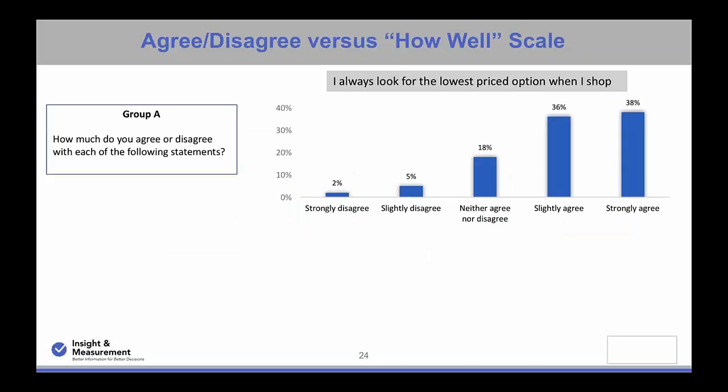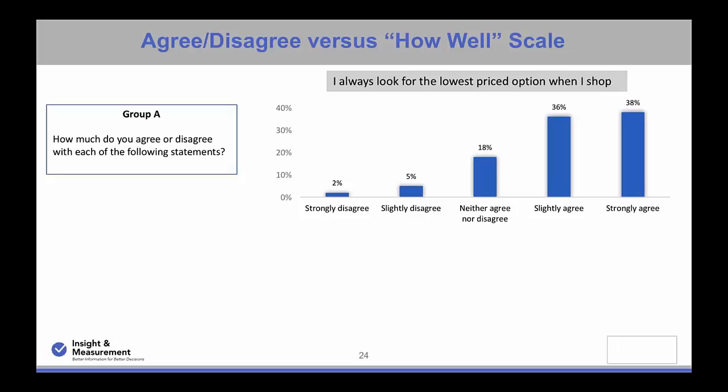So the first thing I'm going to show you is the agree-disagree scale. When we ask people, how much do you agree or disagree with the statement, I always look for the lowest price option when I shop, people load up on the agree side, right? I think I mentioned this earlier, there have been over 100 peer review studies done over the past 30 years that have shown that agree-disagree scales have an enormous positive bias. People don't want to disagree with something. So I figured we would see this.